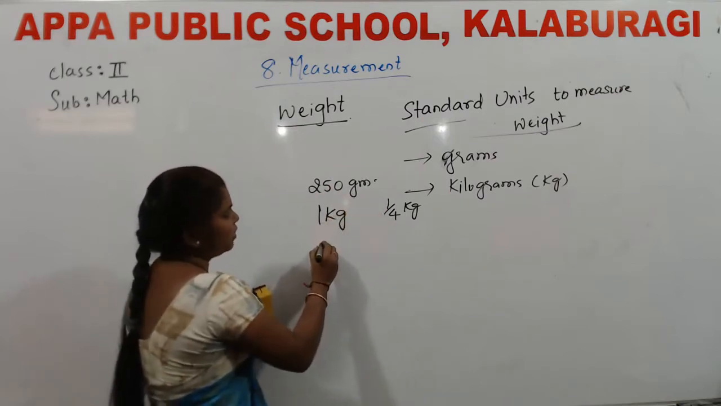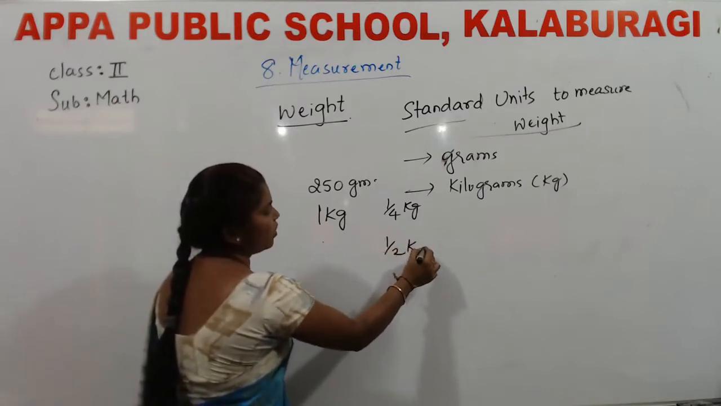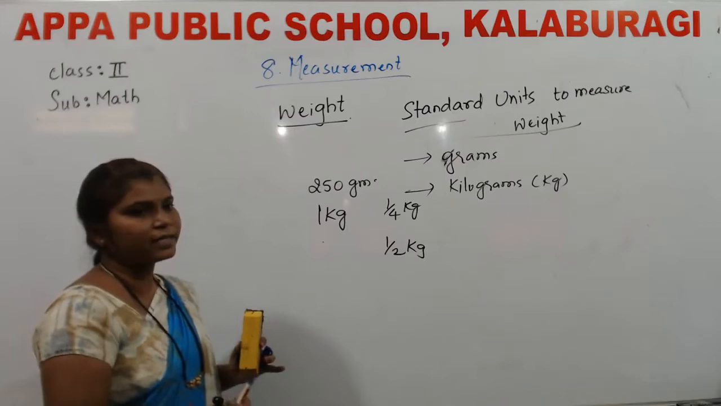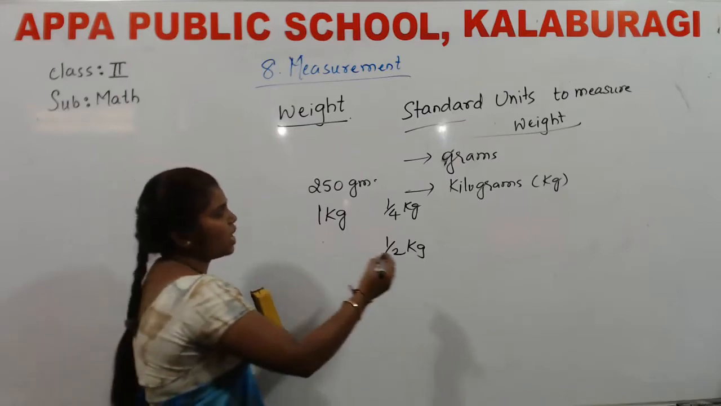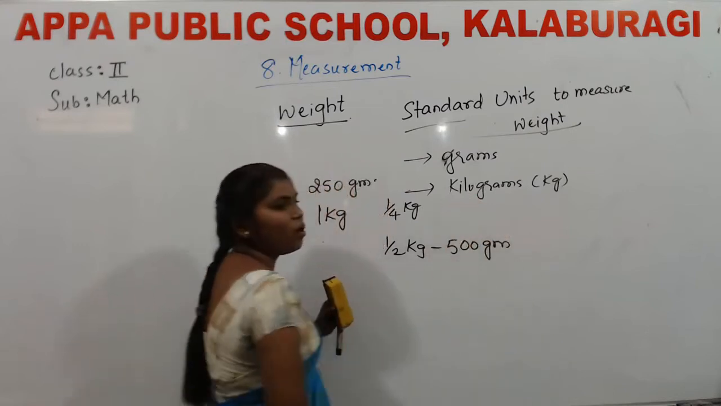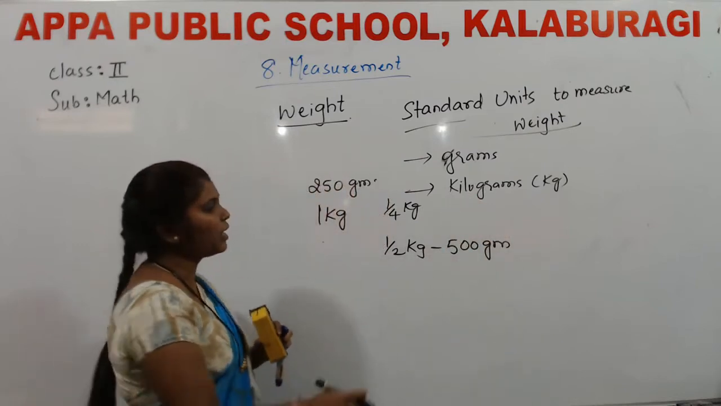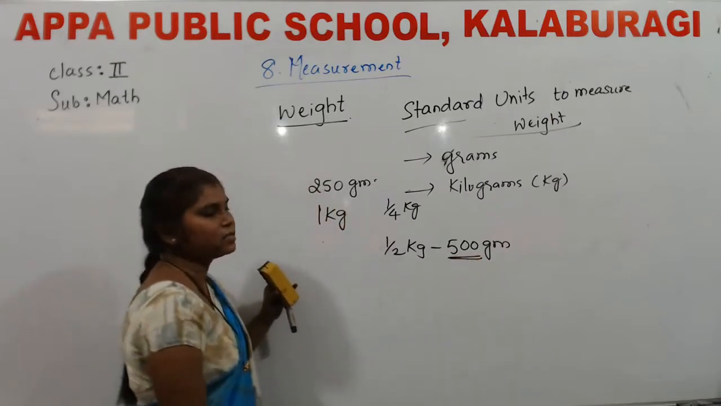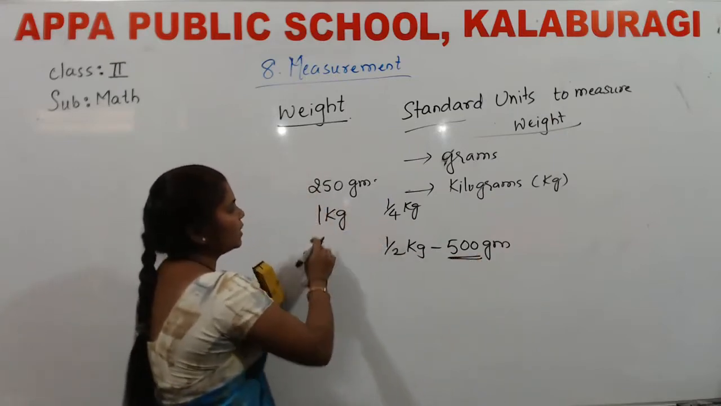If you want half kg, what do you ask him? Yes, what do you ask him if you want half kg? You ask him for 500 grams. Always remember, your grams are always written in 3 digits.